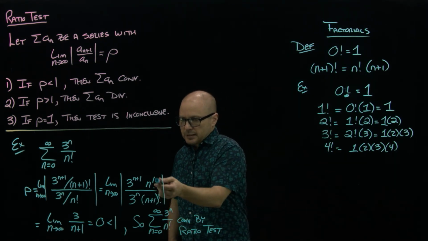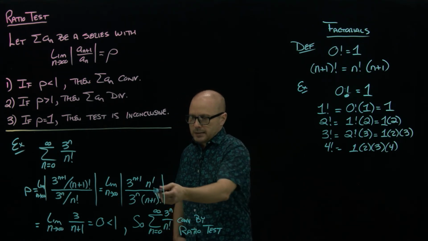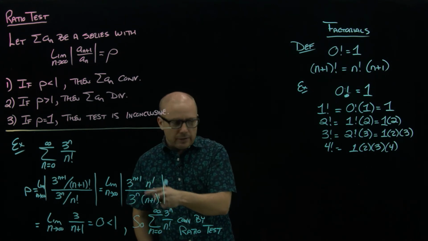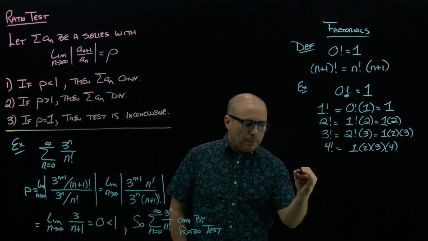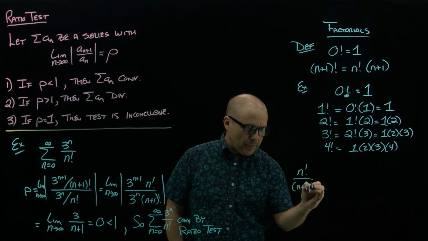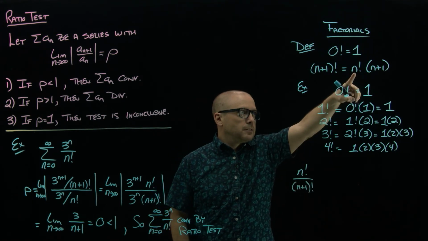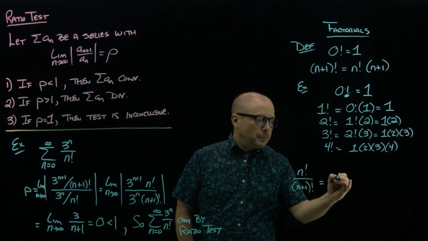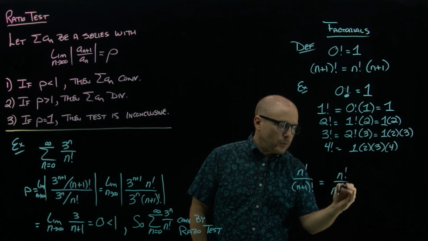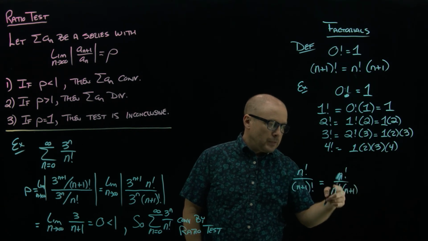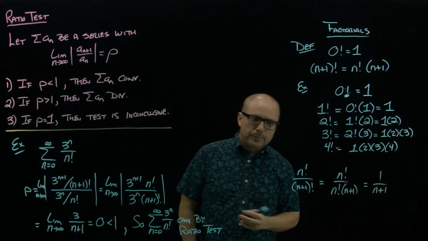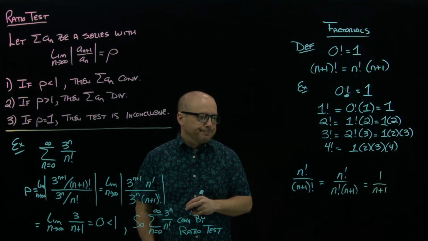So let's revisit this little simplification I did here. Why did that come out to be just n plus 1? Well, maybe if we write this out in a little bit of detail. So when you have a ratio of factorials like that, there's 2 ways you could think of it. By definition, n plus 1 factorial is n factorial times n plus 1. So those 2 factorials cancel, and you're left with just 1 over n plus 1.